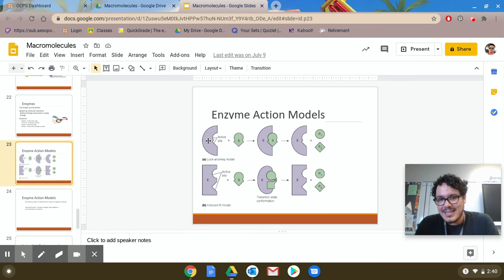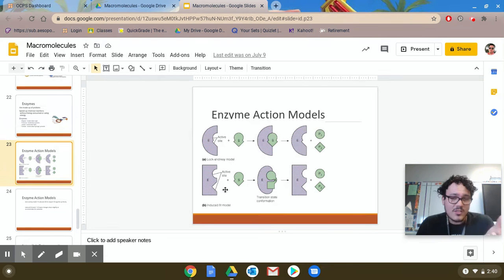For lock and key, the enzyme is going to bond to the substrate, and just like puzzle pieces, they're going to fuse together. That fusion together is going to cause the reaction to occur, and you're going to have the enzyme still, right? Because we never use the enzyme up. And we're going to have the products. The products are the end goal, the end result.